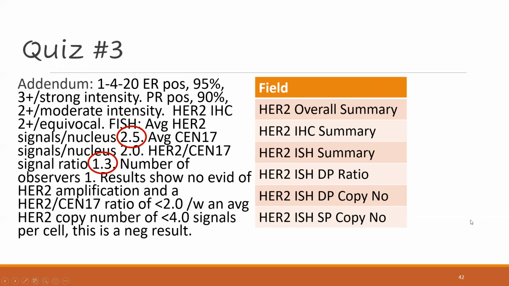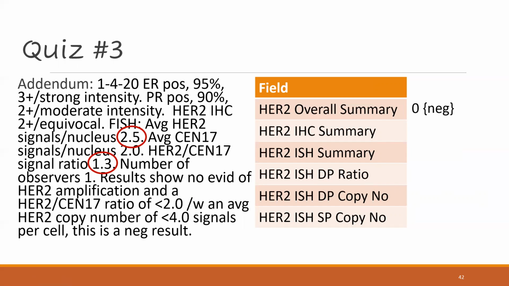Okay, quiz number 3. Ask yourself first, is this a single probe or a dual probe? We do have a ratio, so it's a dual probe. Also note the last sentence is giving a summary of the results. So as this person was texting the FISH, starting about the 4th line, texted all of this information and then got to the bottom and said, this FISH is negative. So the overall result is negative. The HER2 overall summary is negative.